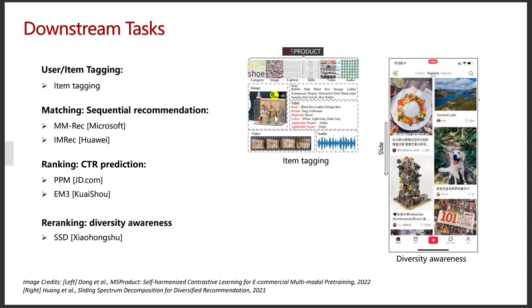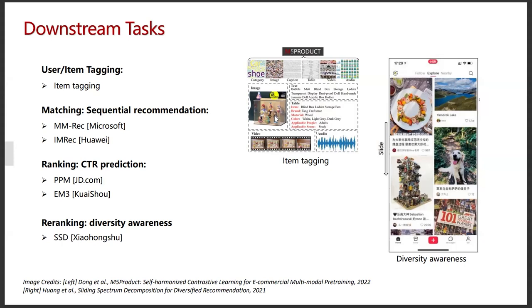Okay, this is the second part about multimodal pre-training. So after we obtain the pre-trained models, we wonder how can we help with the recommendation. Here are four types of applications. The first one is how to help with the user item tagging. Here, this is the M5 product for e-commerce from Alibaba. And they have used the pre-training task to help with item tagging, especially for e-commerce. They can recognize different attributes from the image, from the title, and from the comments of the item.